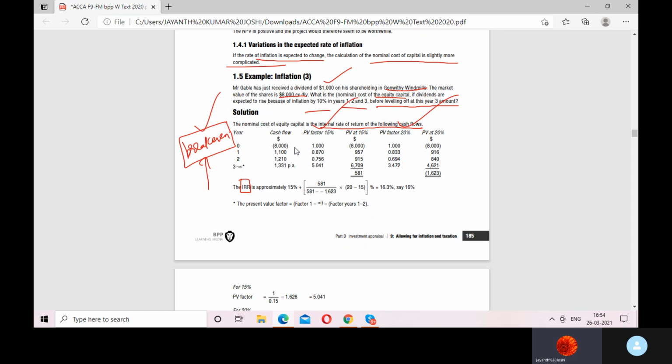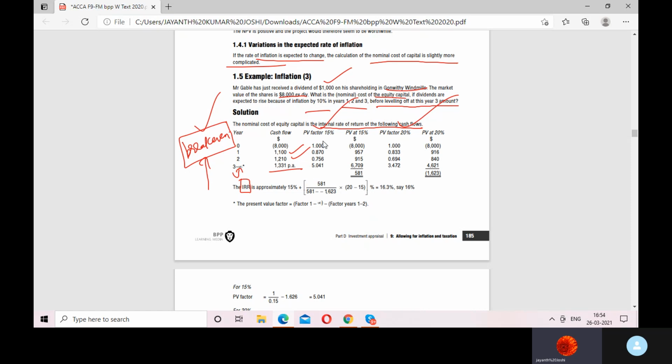So 8,000, then it is increasing by 10%, and this is expected to rise before leveling off at the year 3 amount. That means here it is perpetual. It is expected to rise by 10% in the first, second, and third year before leveling off at the year 3 amount. That means it will not grow again. It is going to be the same. So from the third year they are saying perpetuity.